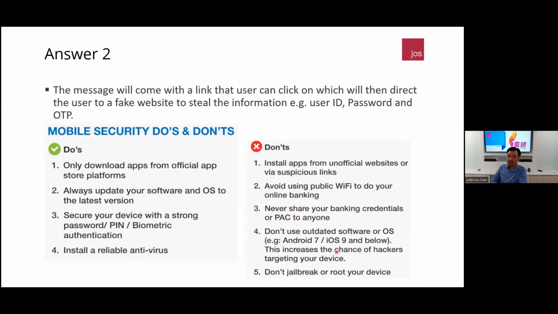We should not use outdated OS versions like Windows 7 or Android version 9. We should also not jailbreak or root our device. The moment you root or jailbreak your device, the principal is no longer able to protect you from installing any malicious software on your phone.